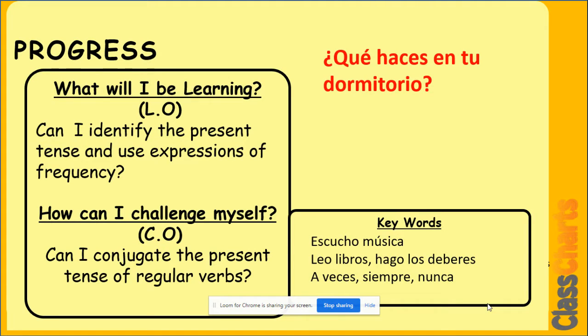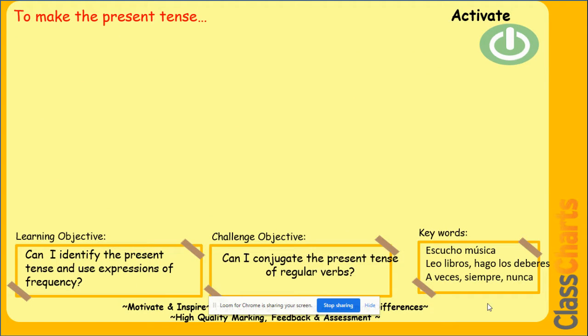Our learning objective is going to be, can I identify the present tense and use expressions of frequency? And our more challenging objective will be, can I conjugate the present tense of regular verbs? Okay, so I'm going to take you through this presentation, and I would like you to pause when you need to reflect on something I've just said, and also to complete some of the activities that you will have as we go along. Okay, so a little bit of grammar recap.